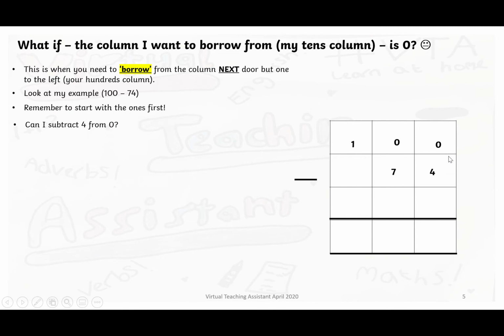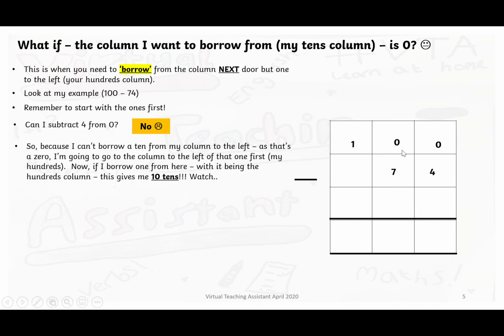Can I take 4 away from nothing? Well, no, I can't, because there's nothing to take anything from. And I can't borrow from my tens because it's 0. So I'm going to need to borrow from my hundreds. Watch this. So cross out my 1. That then becomes a 0.